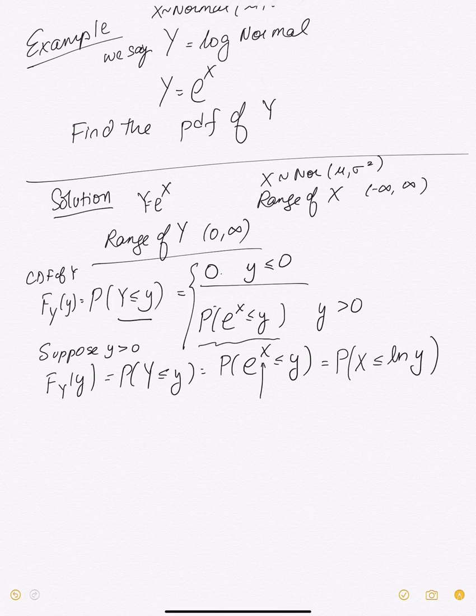Okay, I know previously I used log for the natural log. Over here I'm writing ln for the natural log. Really, I mean natural log, and it's quite clear which log I'm taking. Okay, so you have that F sub Y of y, that's the CDF of Y, is the probability X is less than or equal to log y. Okay, well, what is this?